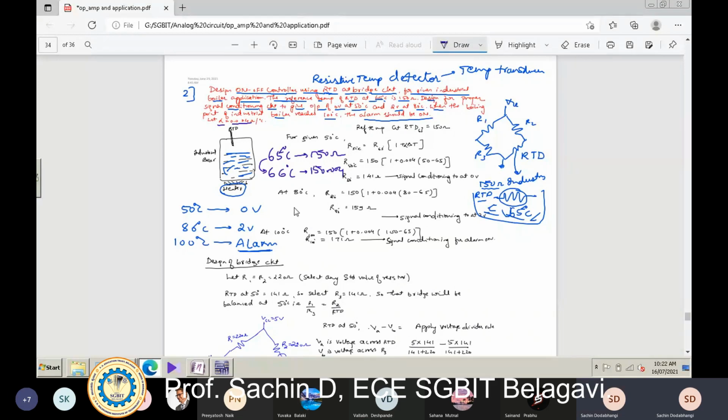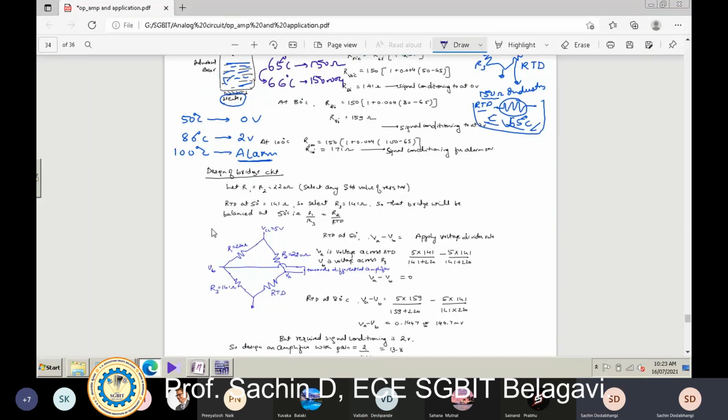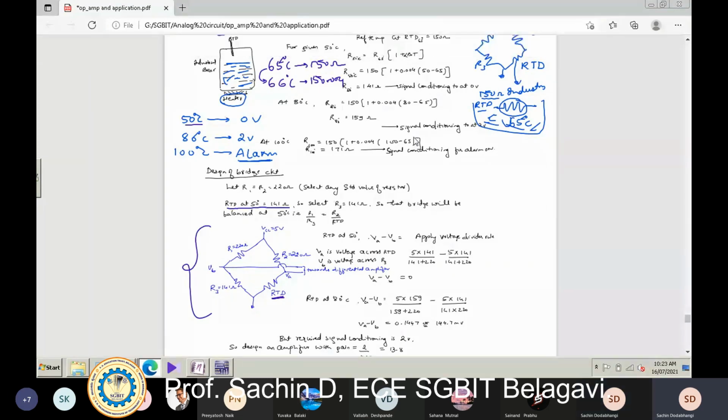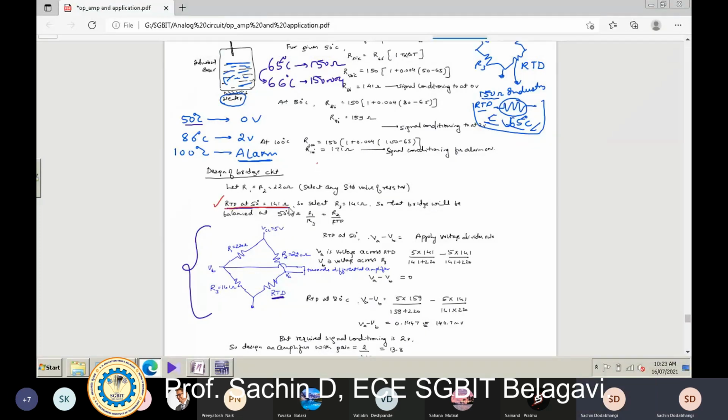So now what I will do, first I will design this bridge circuit. How to design this bridge circuit? As we know, the bridge circuit VA minus VB here in the second case. Look at this diagram, the bridge circuit diagram. In this diagram, I need to select the RTD resistance, that is the resistance at 50 degree centigrade. What is the resistance at 50 degree centigrade? RTD at 50 degree centigrade is 141 ohm. I am underlining it.